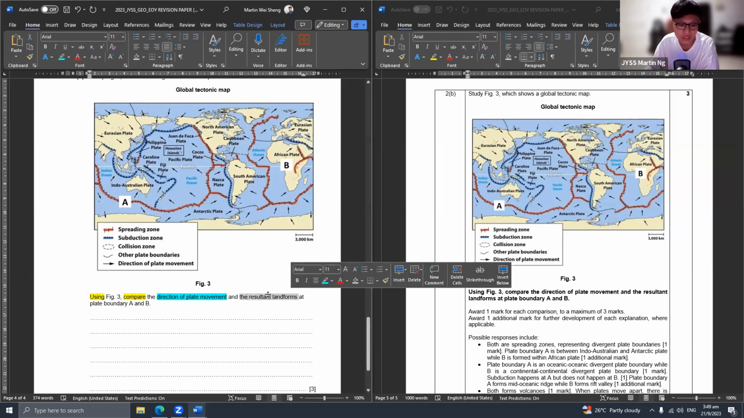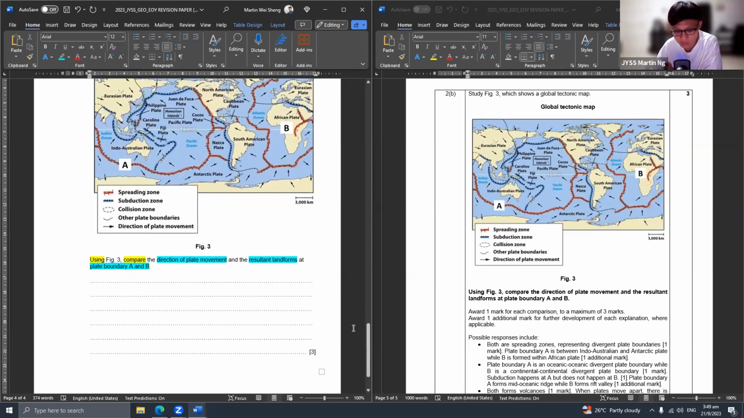And then number 2 is the resultant landform at plate boundaries A and B. Okay, so they do not need you to study every single portion of the map. You only need to focus on the boundaries of A and B. So this question is worth 3 marks. Basically, you have to make 3 comparisons. It can be similarities or differences, or a mixture of both.